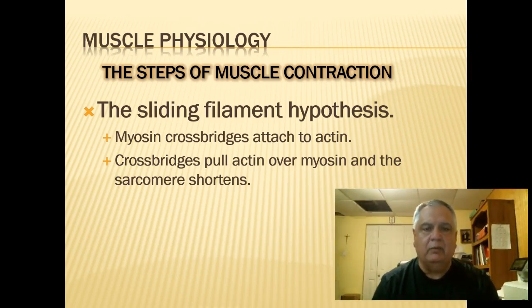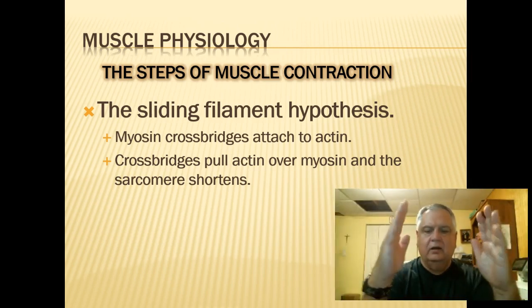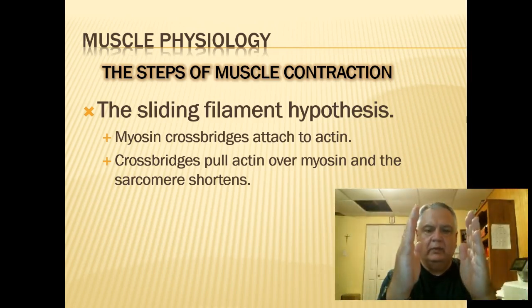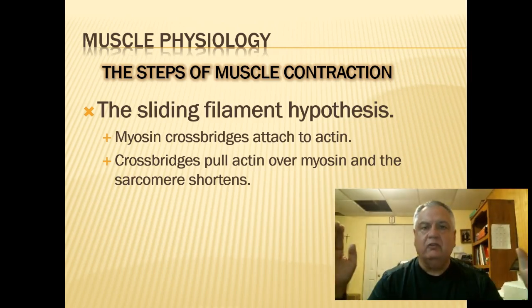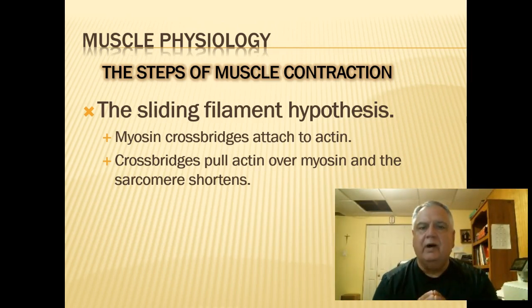Remember, actin is attached to the Z lines of the sarcomeres. So if you pull the actin in, you're going to pull the Z lines in and the sarcomeres are going to begin to shorten. If the sarcomeres within a muscle fiber shorten, that muscle fiber is going to shorten. If muscle fibers inside a muscle shorten, that muscle is going to shorten as well.